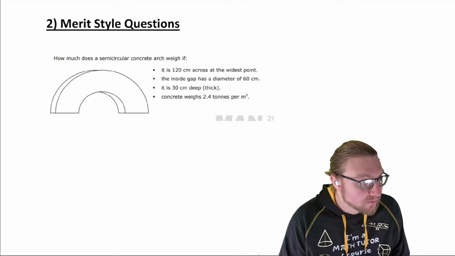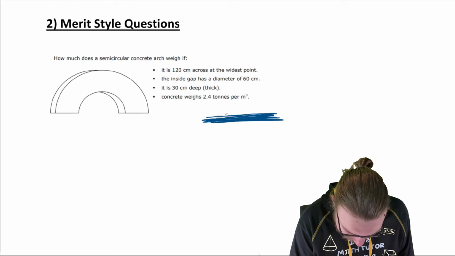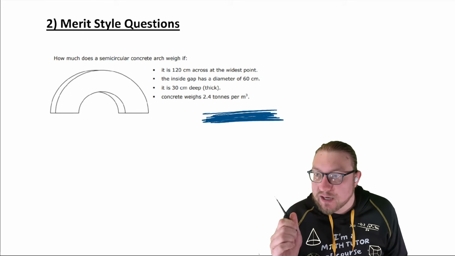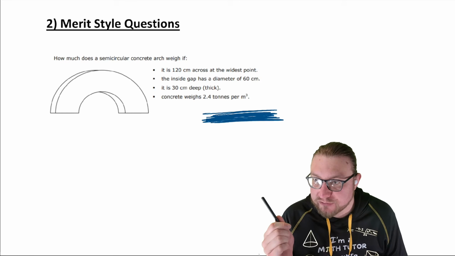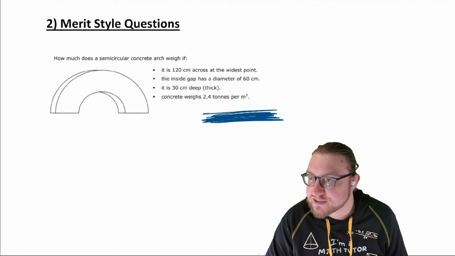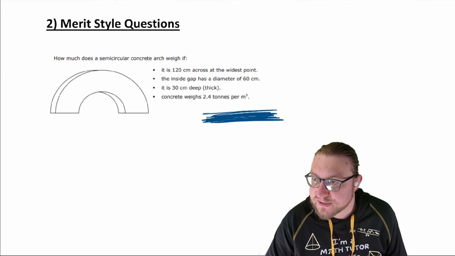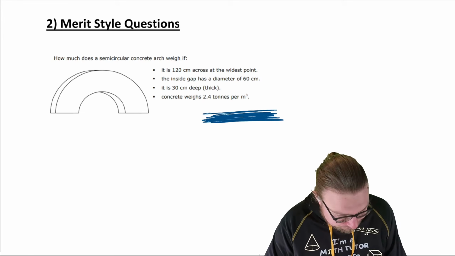So now let's get rid of any rubbish that we have that is not needed for our question. There we go. So how much does a semicircular concrete arc weigh if all those conditions are met? So it is 120 centimeters across at the widest point. The inside gap has a diameter of 60, and it is 30 centimeters deep or thick. We're also told that concrete weighs 2.4 tons per cubic meter.